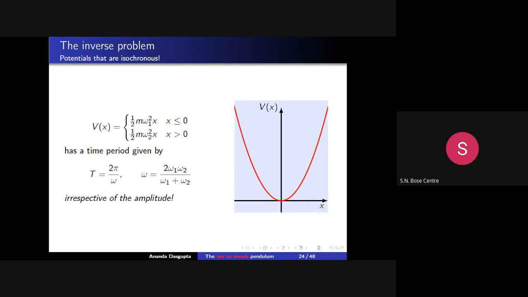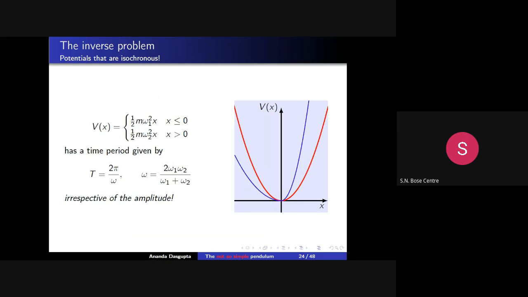So for positive x, it has some spring constant. For negative x, it has a different spring constant. It's very easy to figure out from elementary physics. You don't even need to do all of this stuff here to figure out that this will be isochronous with a time period given by 2 pi by omega, where omega is the harmonic mean of omega 1 and omega 2. And actually, this means the time period is the mean of T1, T2. And this result is, of course, very straightforward, and it's easy to prove using elementary physics why this should be the case.